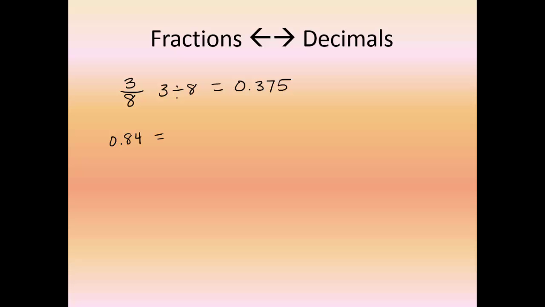That's 84 hundredths. So I write 84 hundredths. Reduce as much as you possibly can. In this case, I'm going to divide by 4, and there are no more common factors, so that's the fraction form. Don't forget to reduce.